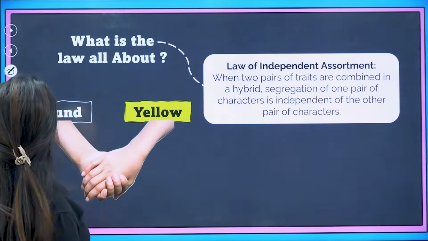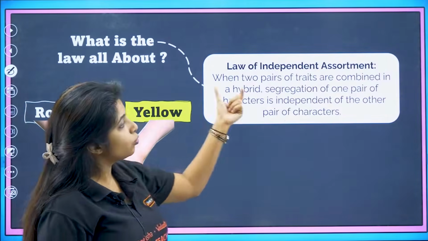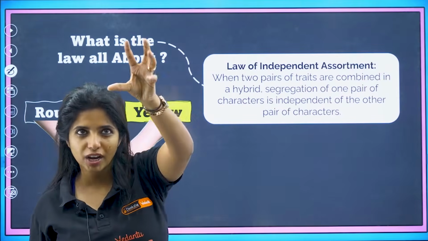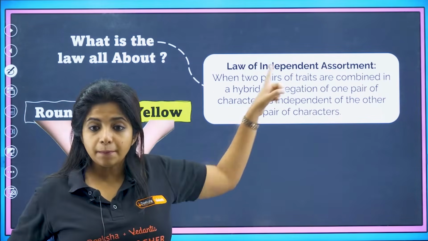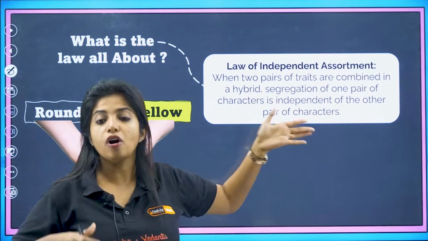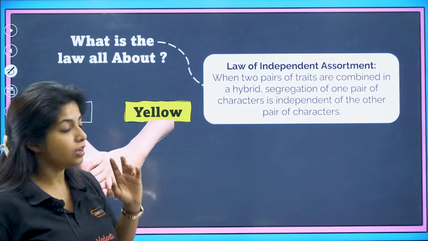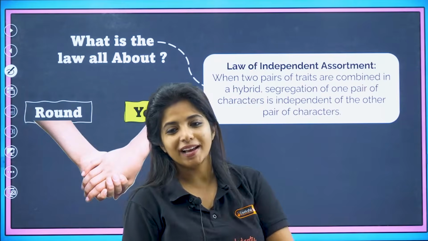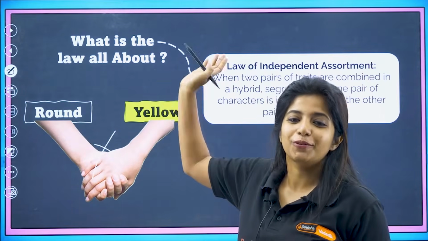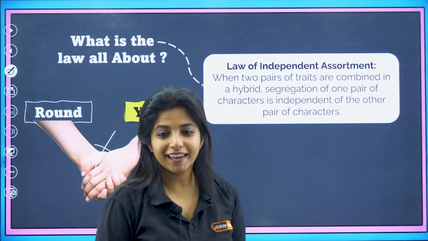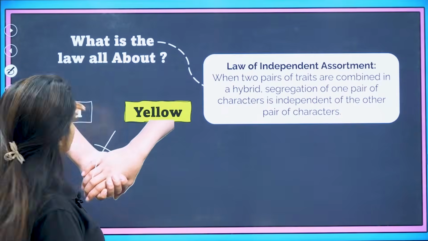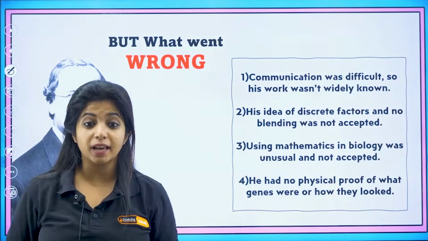And what does it say? It says that when two pairs of traits, one pair as in shape, another as in color, are combined in a hybrid, segregation of one pair of characters is independent of the other pair of characters. So, round and yellow are not going to go hand in hand, my dear children. Round can go with green and yellow can go with wrinkled as well. Okay, you need to know that. That is the law of independent assortment, and that is what he found out after doing his dihybrid cross.